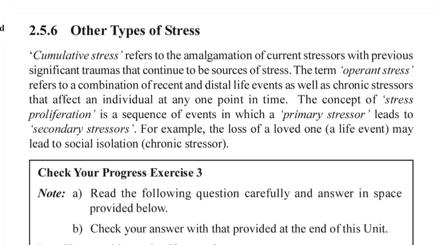2.5.6 Other types of stress. Cumulative stress refers to the amalgamation of current stressors with previous significant traumas that continue to cause stress. Operant stress refers to a combination of recent and distal life events, as well as chronic stressors that affect an individual at any point in time. Stress proliferation is a sequence of events in which a primary stressor leads to secondary stressors. For example, the loss of a loved one, a life event, may lead to social isolation, a chronic stressor.